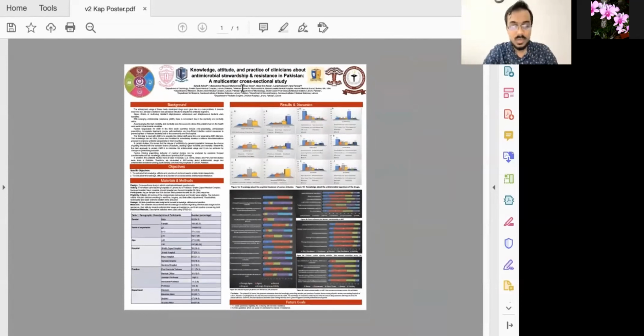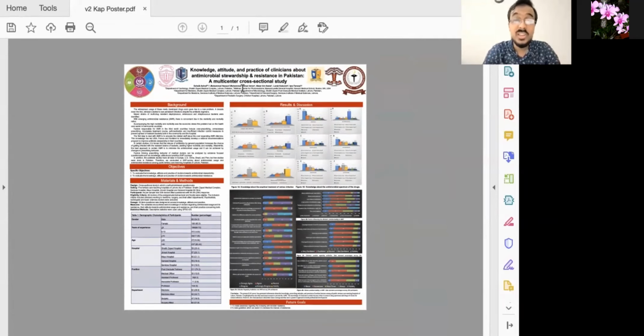As far as the correct antimicrobial spectrum was concerned, we asked them about the correct antimicrobial spectrum of various antimicrobials. About ampicillin, 1.4% of the doctors gave the correct antimicrobial spectrum. About erythromycin, one doctor gave us the correct antimicrobial spectrum, and none of the doctors gave us the correct antimicrobial spectrum of levofloxacin.